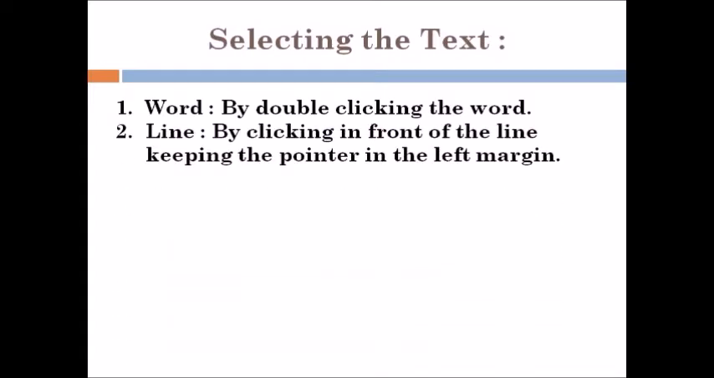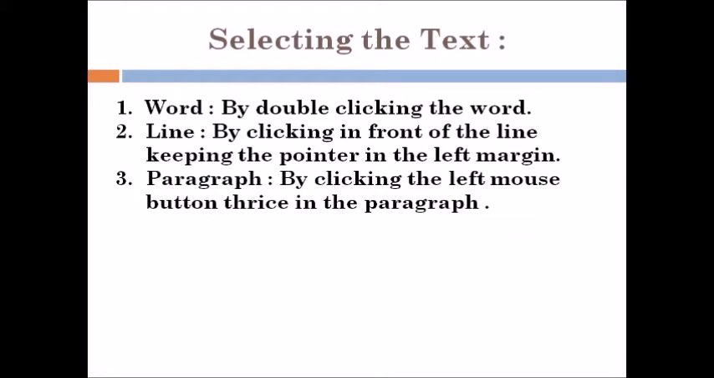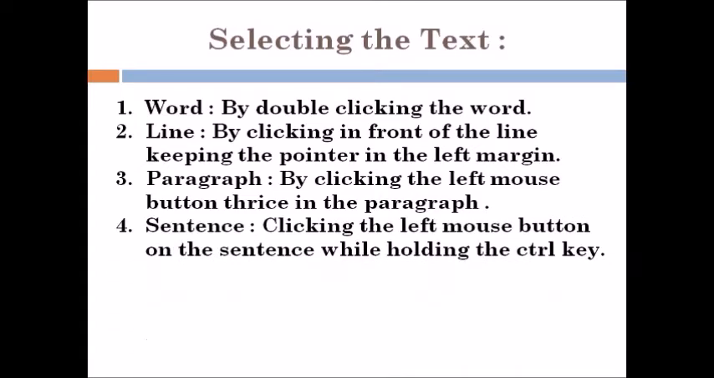Next is a line. If you want to select a line, just click in front of the line, keeping the pointer in the left margin. Next is the paragraph. If you want to select a paragraph in your given text, click the left mouse button thrice in the paragraph. Next is the sentence. If you want to select a whole sentence, click the left mouse button on the sentence while holding the control key.